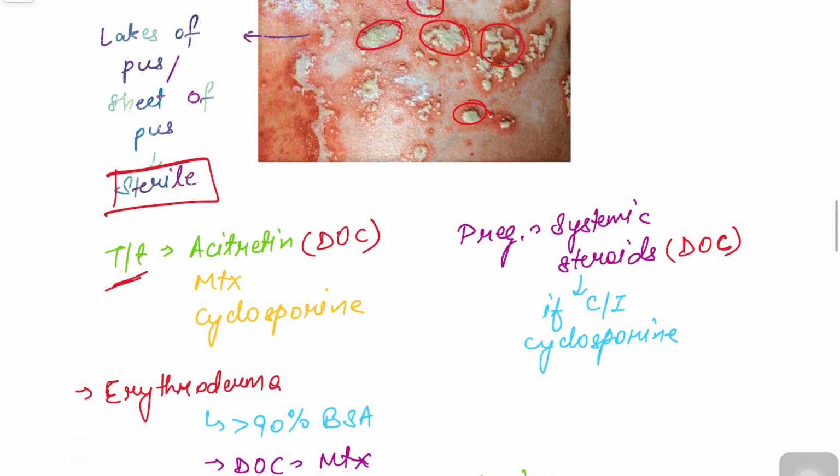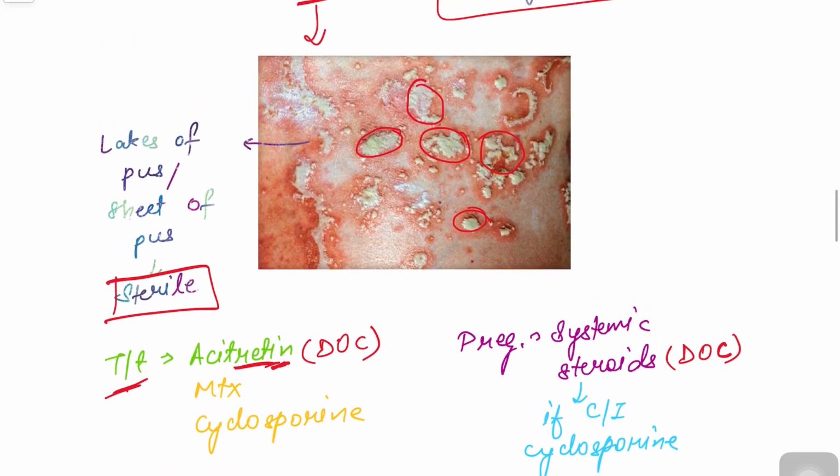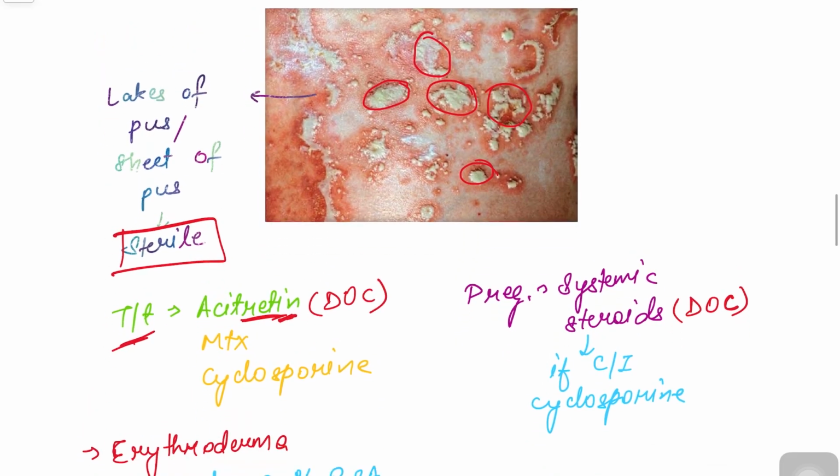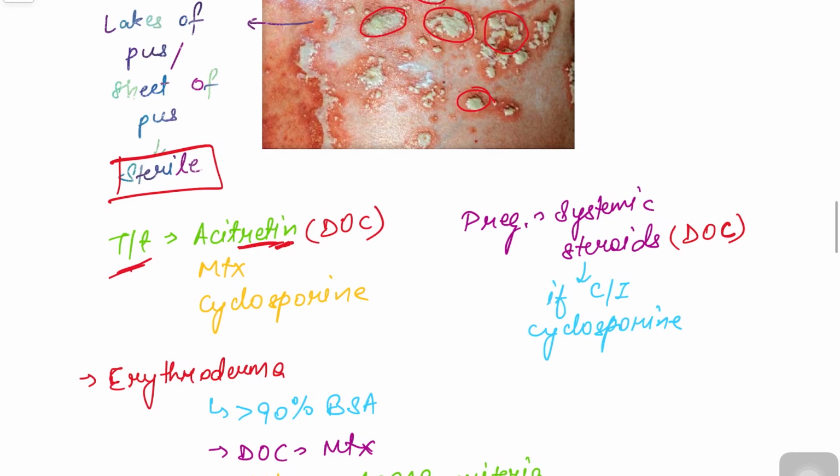So as we go on to discuss the treatment part, acitretin is the drug of choice. Also, please remember that methotrexate and cyclosporin can also be used. These are directly asked as questions as to what is the drug of choice in a pustular psoriasis patient, and this has already been asked in the All India exam. Then in case of pregnancy, acitretin is not the drug of choice. Please remember that systemic steroids are given in case of pregnancy, and if at all there is a contraindication and the patient cannot be given steroids, then we go for cyclosporin.